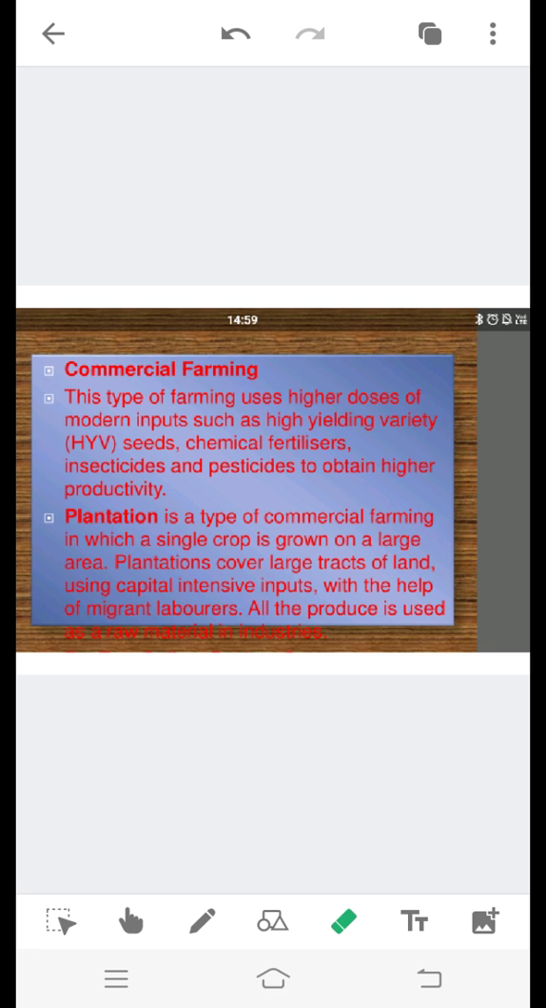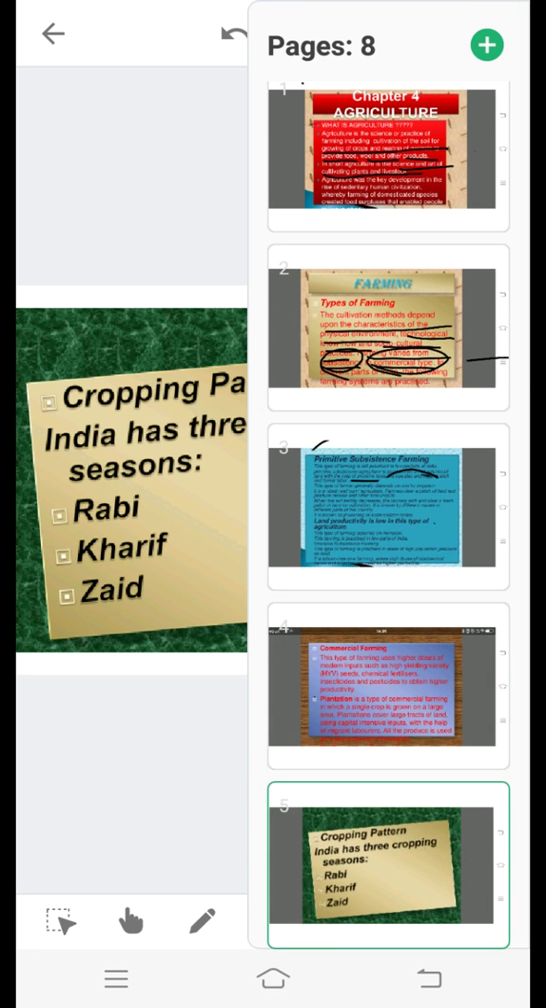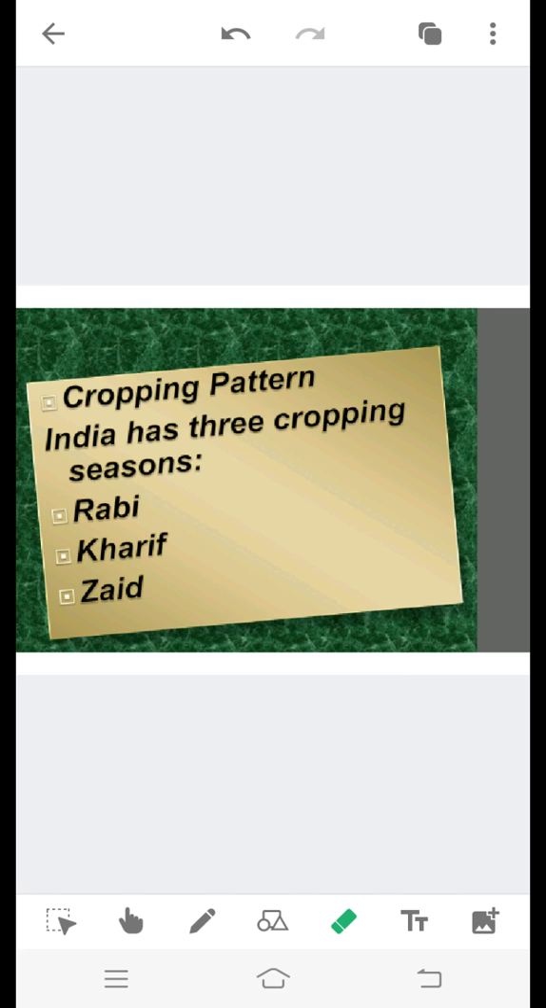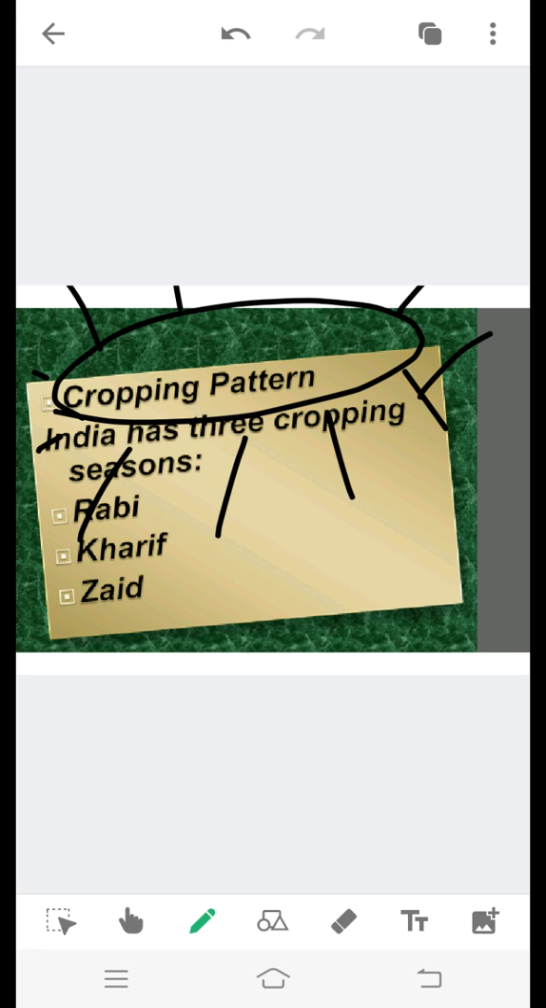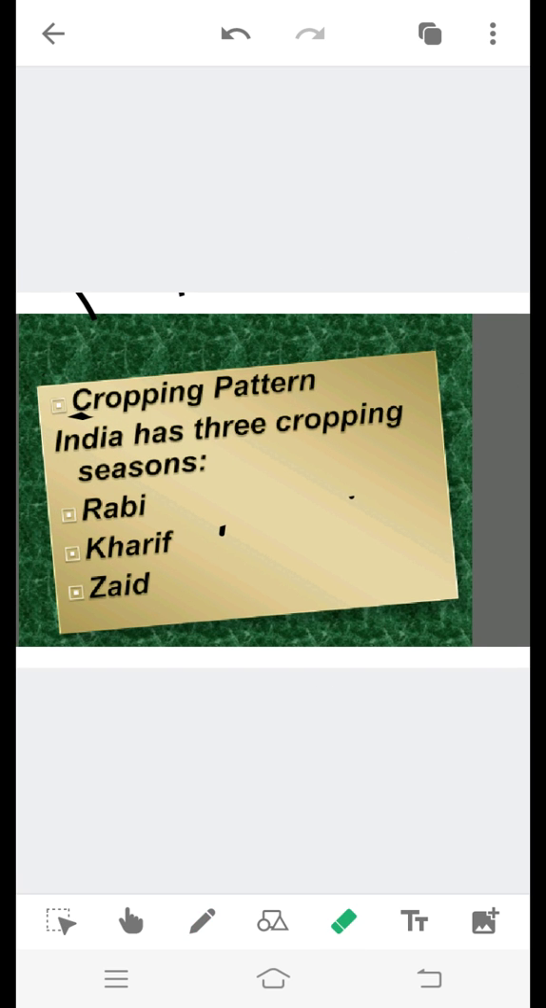Up till now we have done what is agriculture and the types of farming, which include three types: primitive subsistence farming, intensive farming, and commercial farming. Come to the next topic. Let's begin with the cropping pattern. Every country has its own cropping pattern according to the seasons. In India, we have majorly three cropping patterns: Rabi, Kharif, and Zaid.